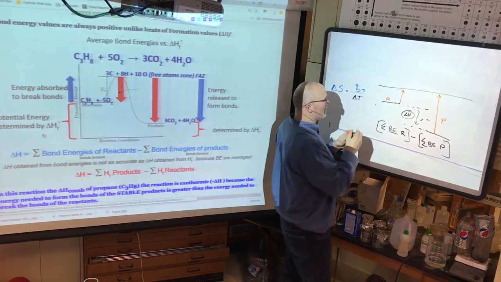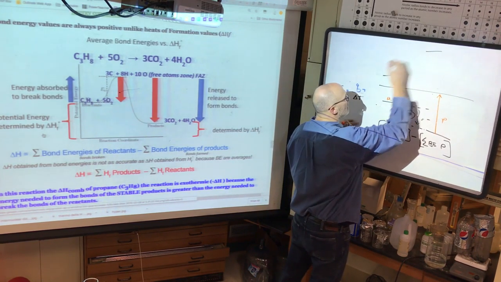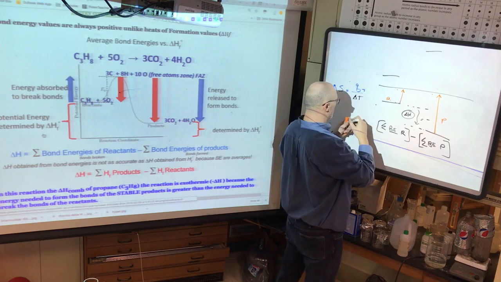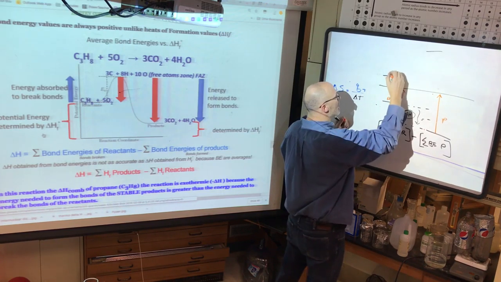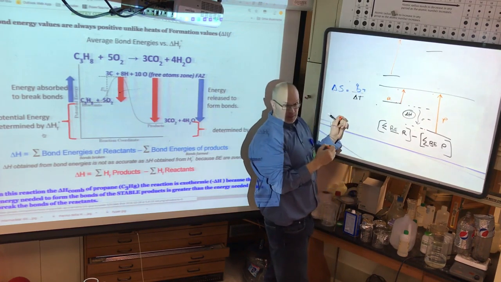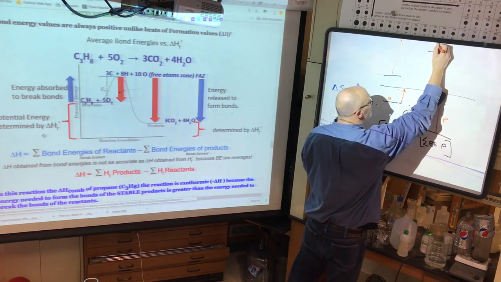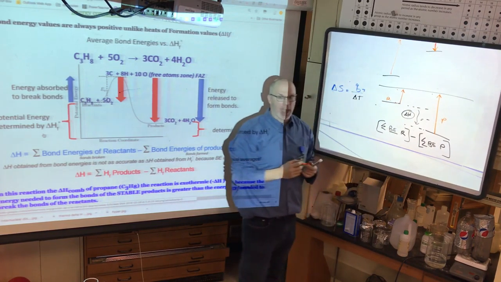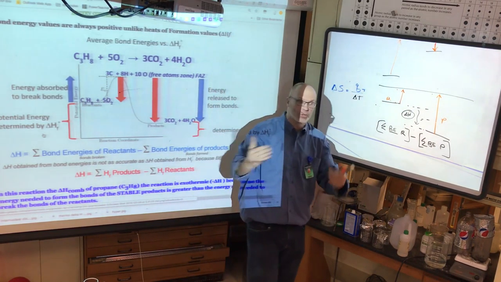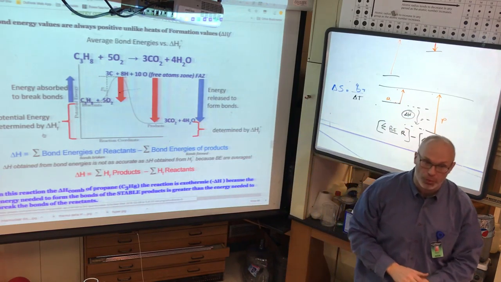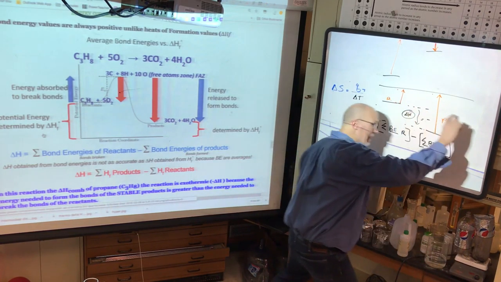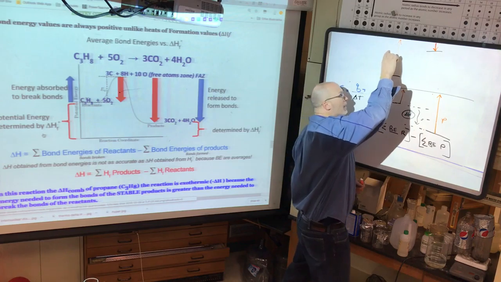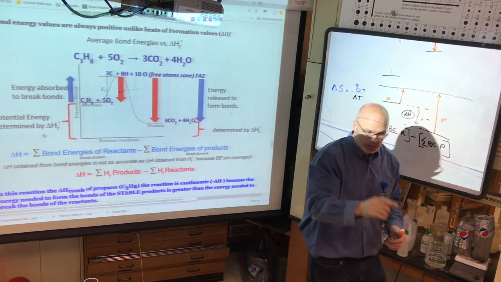If it's endothermic, starting low and going high, there is what? More energy absorbed to break the stable compound than energy released to form a new one. Every chemical reaction has absorption and releasing of energy. When you say exothermic, that's a net release. Endothermic, a net absorption or consumption.